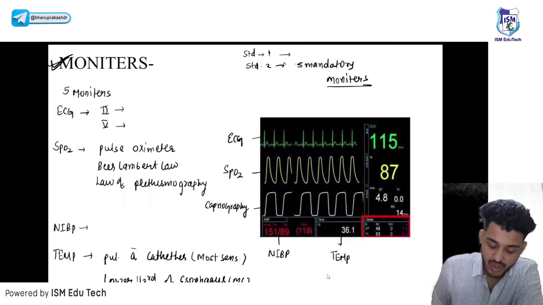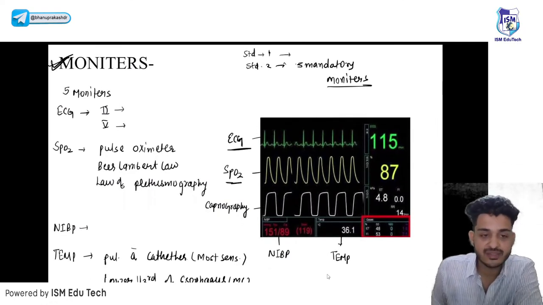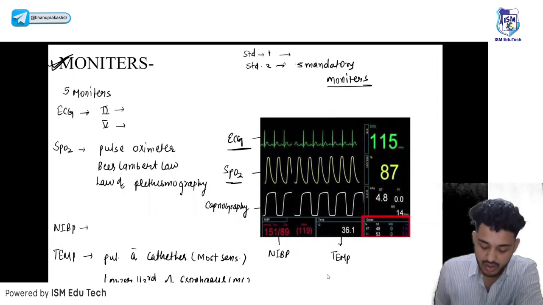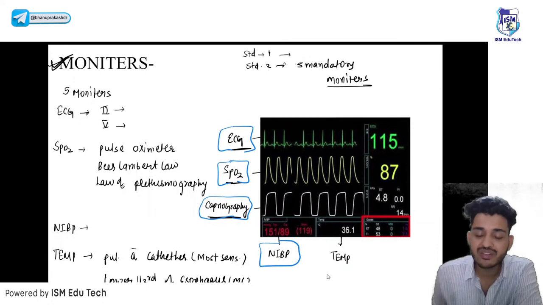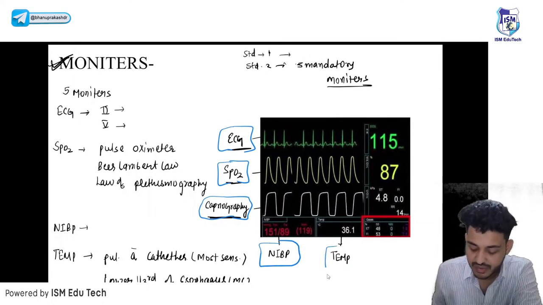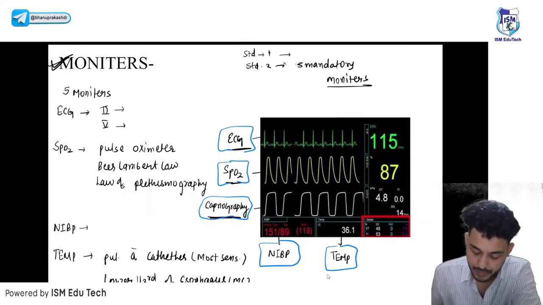Look here guys, this is the monitor. First thing is your ECG. Second thing is your SpO2, pulse oximetry. Third thing will be your capnography. Fourth thing will be NIBP, non-invasive blood pressure monitoring, we have to take the BP. And the last thing will be temperature, we need to see how much the temperature is. So these are the five mandatory monitors.